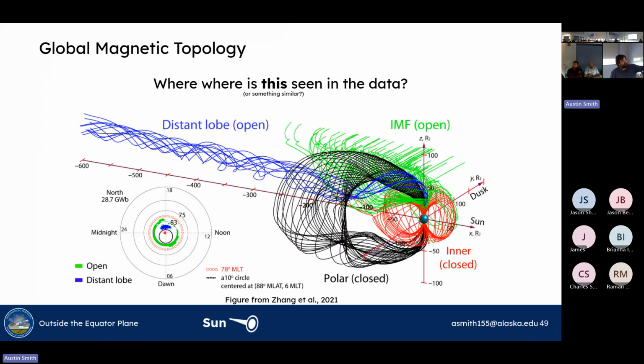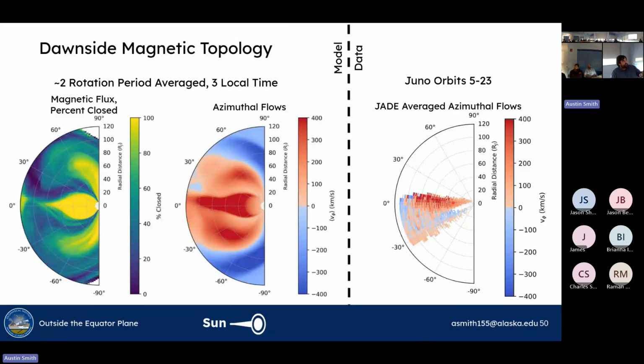And this is a model, right? So the question is, where do we see this in the data? How do we test this in the observations? So what we did is we looked at, on the dawn side from orbits 5 to 23, the average azimuthal flows from all these orbits. And this is the magnetic equatorial plane here again. And you can see there's this region of anti-co-rotation. So this is V5. Red is in the co-rotational direction, blue is in the anti-co-rotational direction.